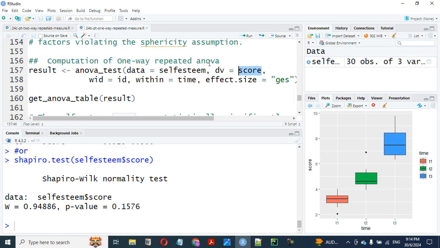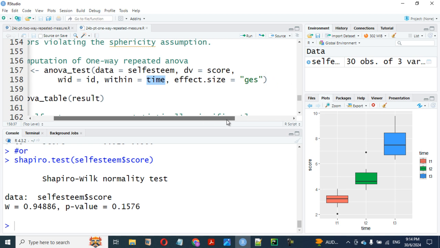All right, so our DV score, and we have a WID here. So this WID here is our individual person ID. The same way we did for the paired test. All right, paired test. The same way you have an ID here. ID is person 1, person 2. All right, that's what it means. So we have within time. Within time, this within is our factor variable. We call it within effect now. All right, our factor variable. We are doing it. That's our independent variable. Okay, factor variable is time, as categorical variable we have there.